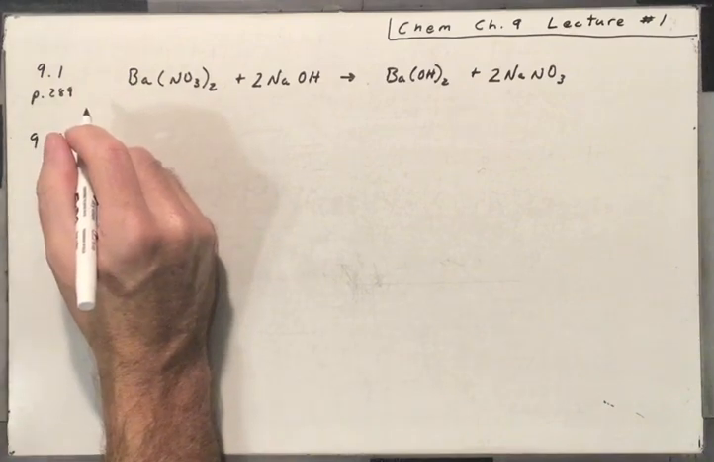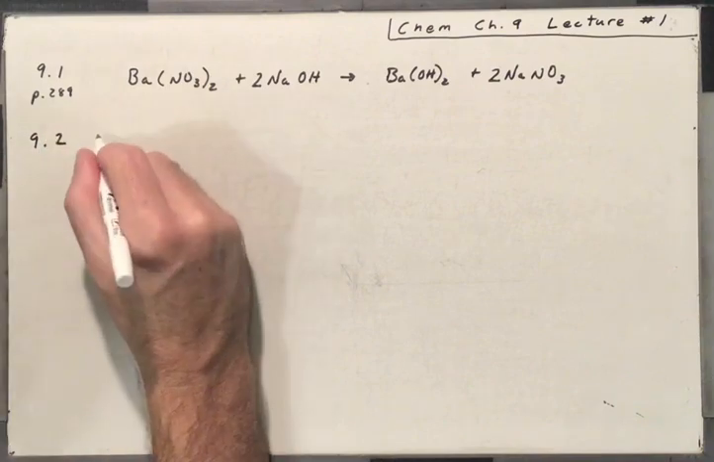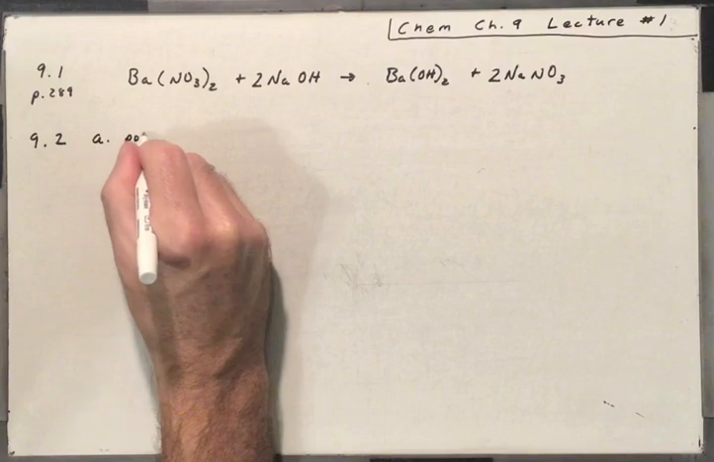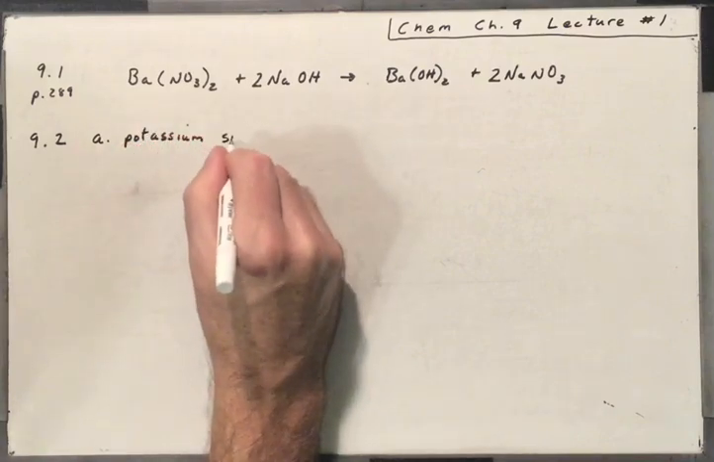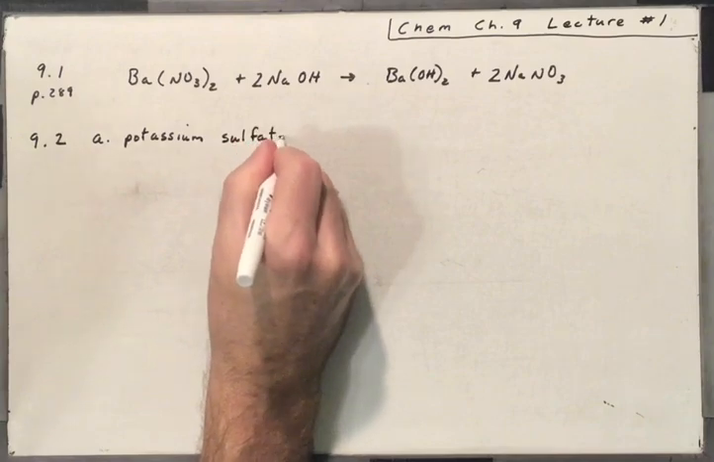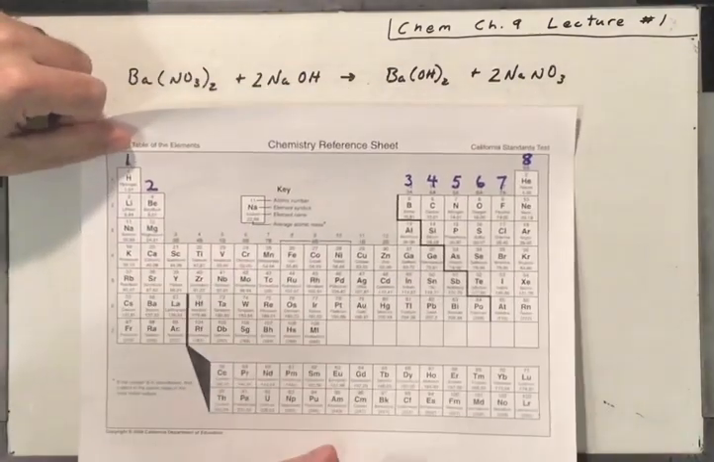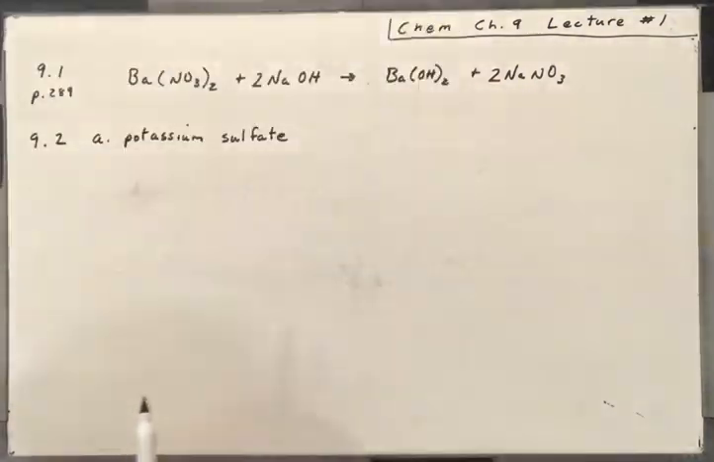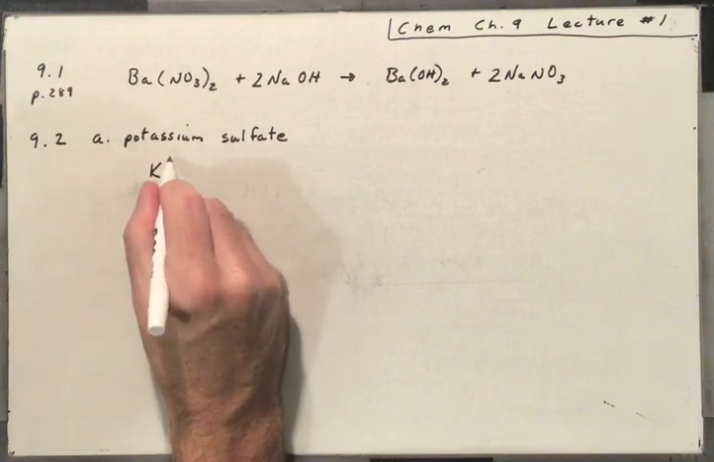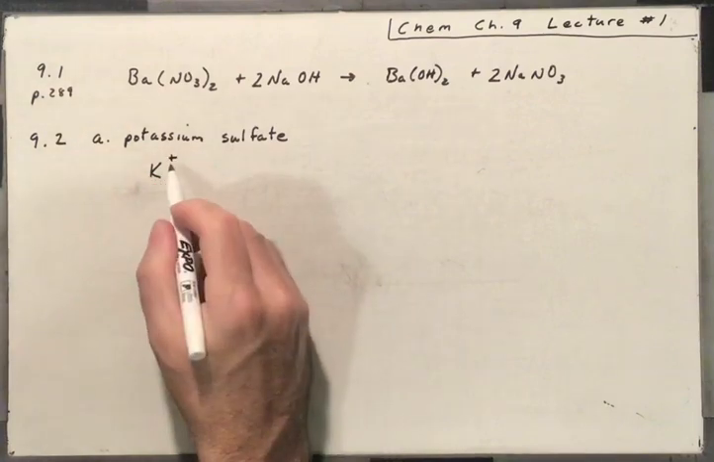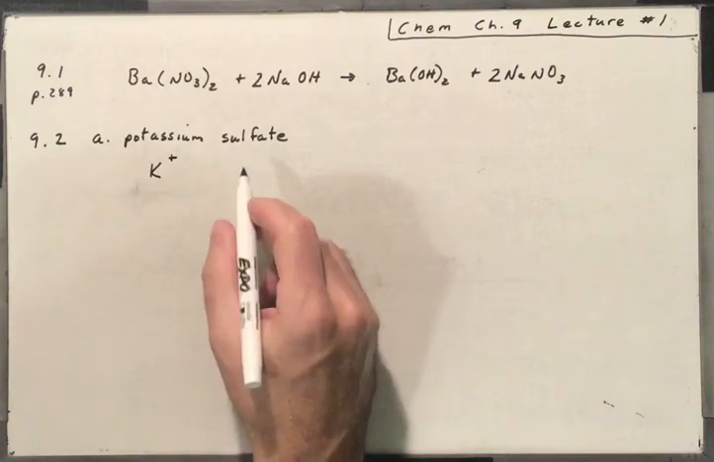9.2 says we want to give the chemical formula of the following. The first one is potassium sulfate. All right, potassium is in column 1 of the periodic table, column 1 here. So it has 1 valence electron. It's a metal. It wants to lose that, and it would attain a positive 1 charge. So we're just keeping going with our chapter 8 material.